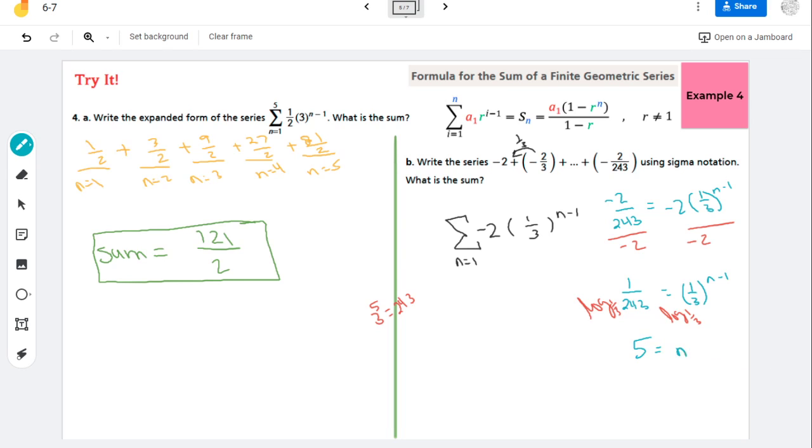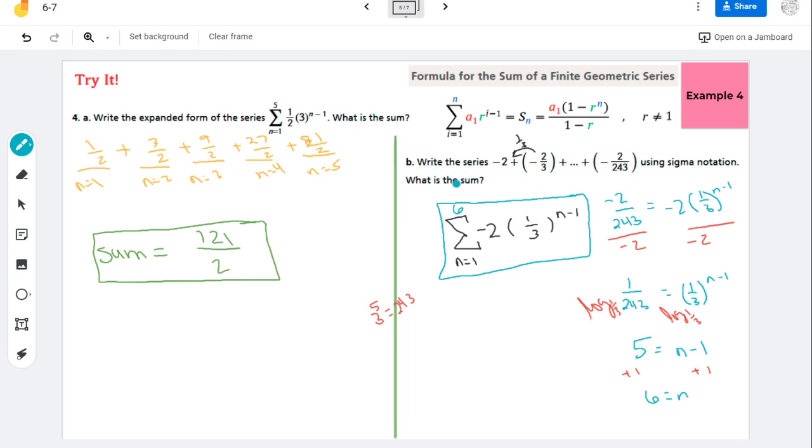You could plug that into a calculator and get that same thing. Now my last thing here, to get n alone, I add the 1. So my n value here is 6, and that's what goes right there. So there is that series in sigma notation.